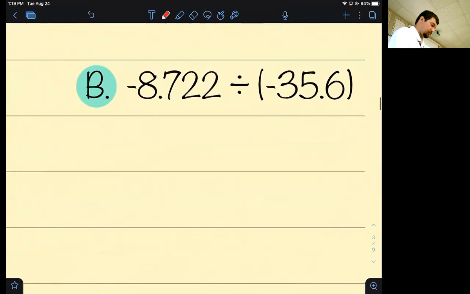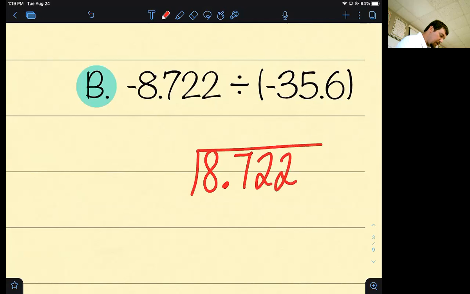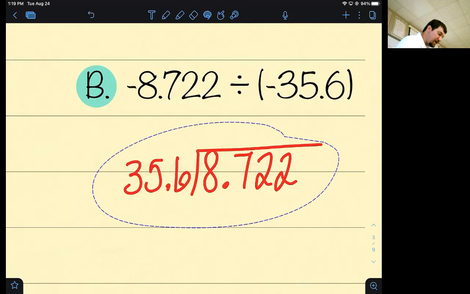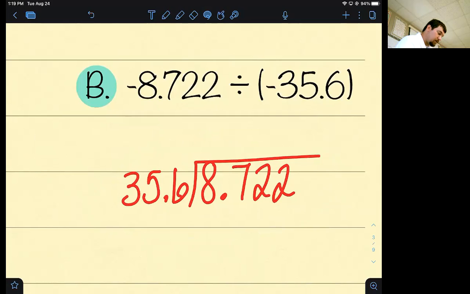One more. Which number goes inside the division box? Someone other than Xander. Connor Kendall. First number, good. 8.722 goes inside the division box and the 35.6 goes outside. Let me write that correctly, 35.6. And then I'm not writing any negatives because I can check that part of the problem right now. Jimmy, if I've got two negatives, my answer will be positive. I'm just going to put a plus sign right there to remind myself I've checked it already.